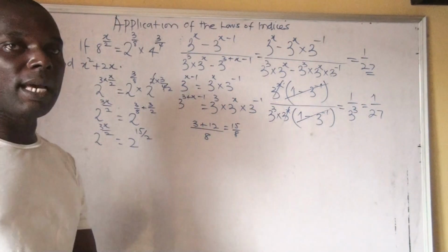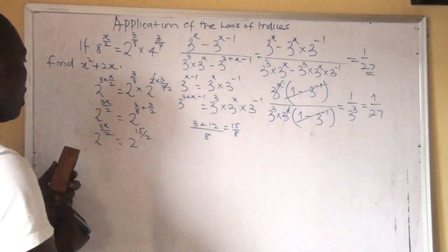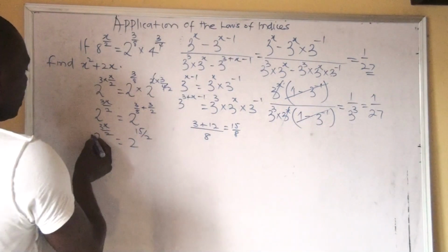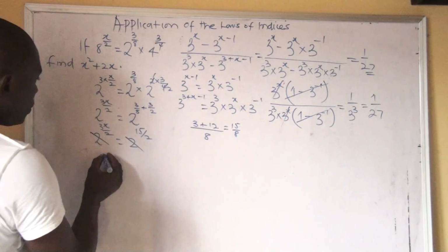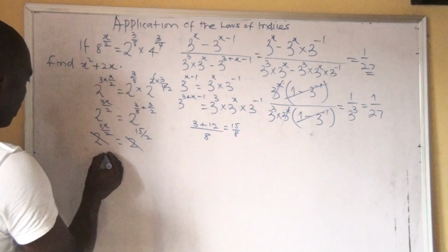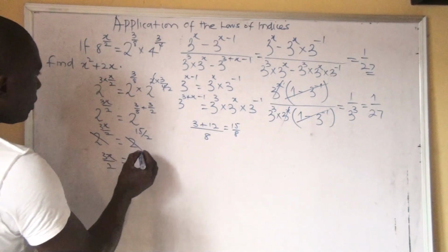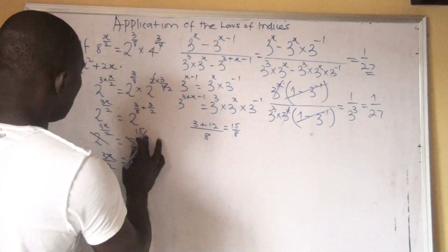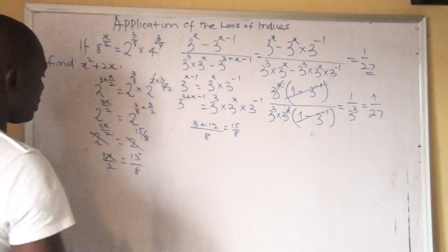Here we are almost there. This is a form of equation. What we usually do here is ignore the bases, these two here, because they are the same. What we need to do is equate the powers. So this is 3x over 2 is equal to 15 over 8.